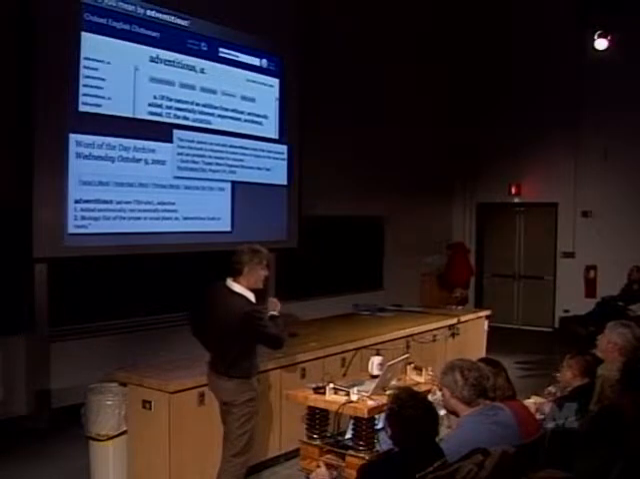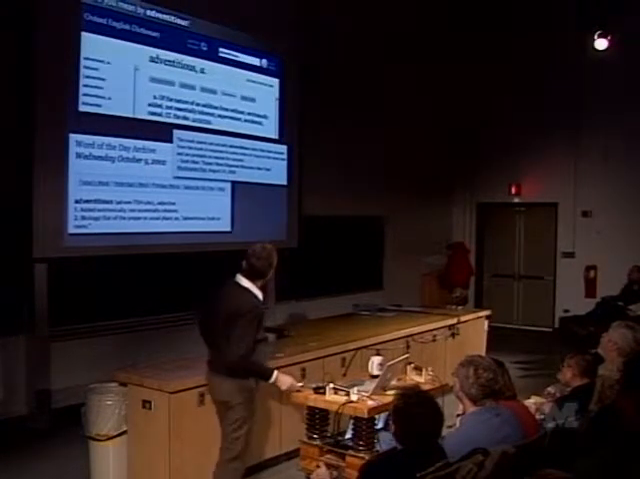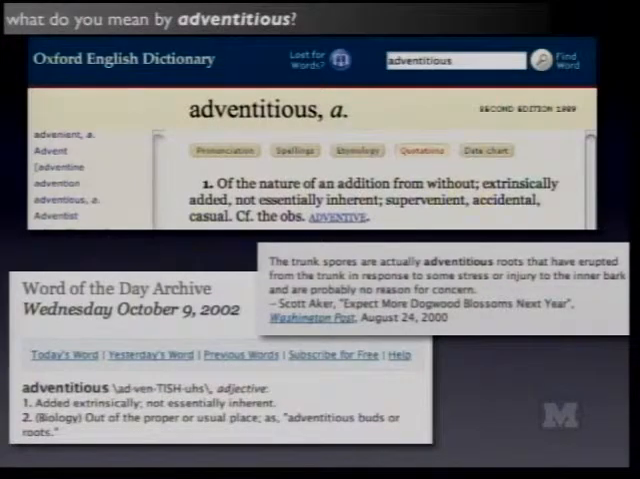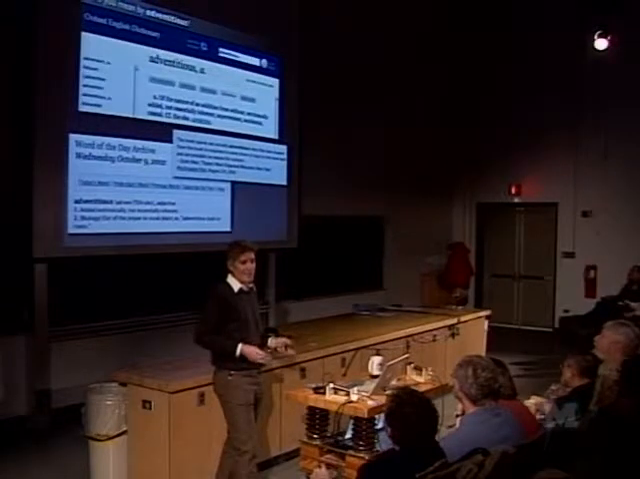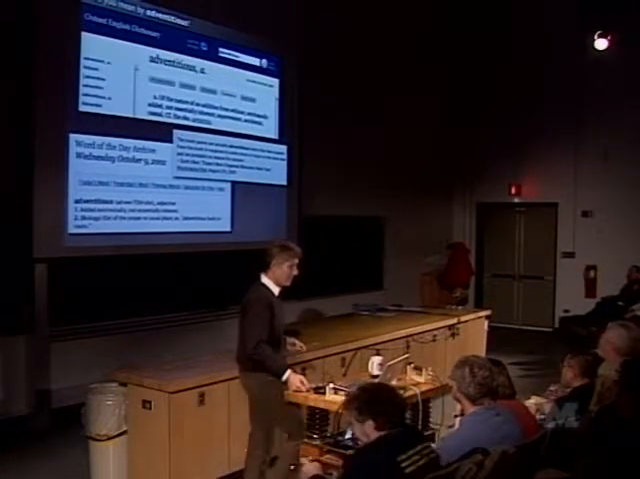And here, again the beauty of the internet, is a usage in biology. The trunk spores are actually adventitious roots that have erupted from the trunk in response to some stress or injury to the inner bark and are probably no reason for concern. So did our universe appear spontaneously, and is it no reason for concern? That's kind of what I'm trying to address today.